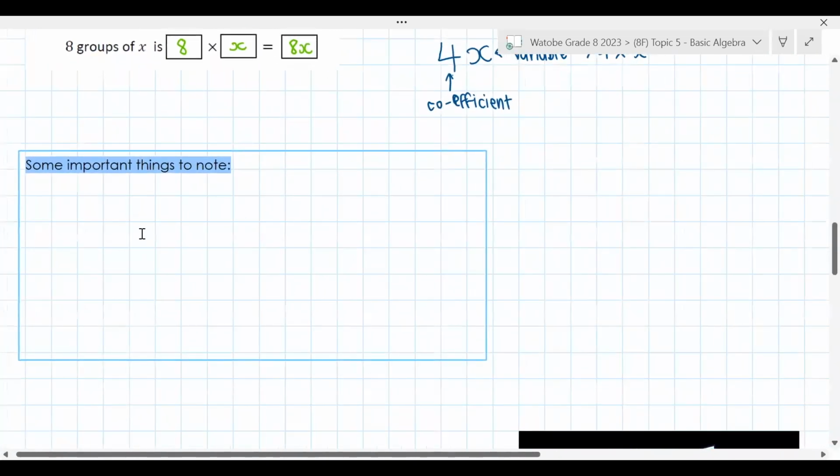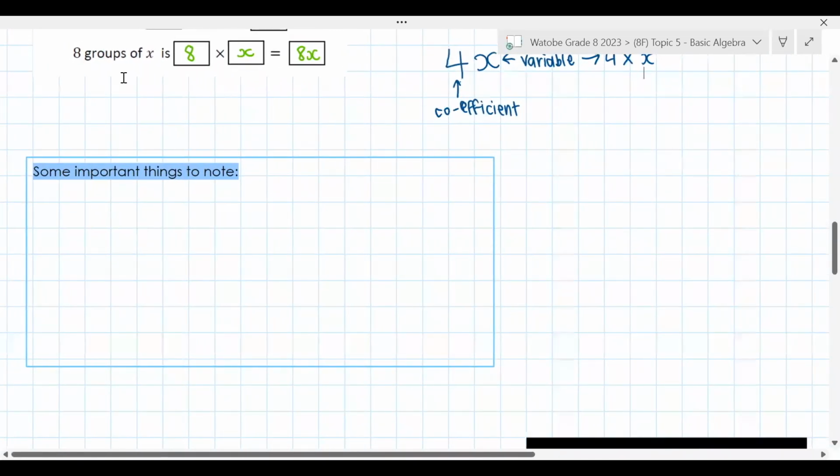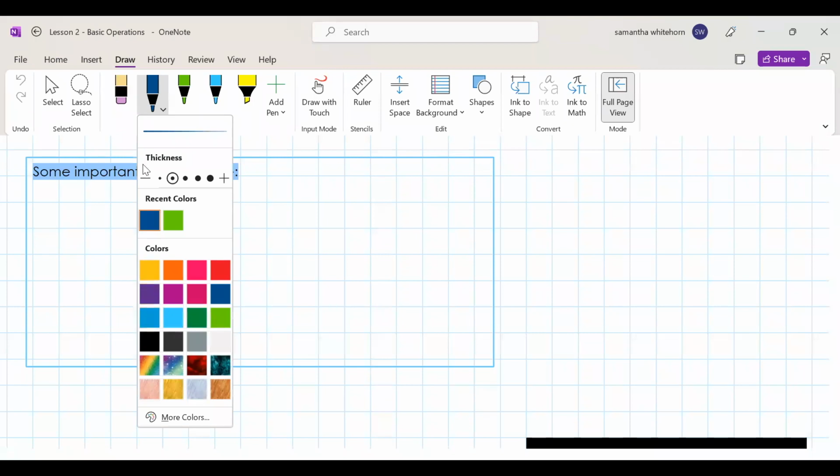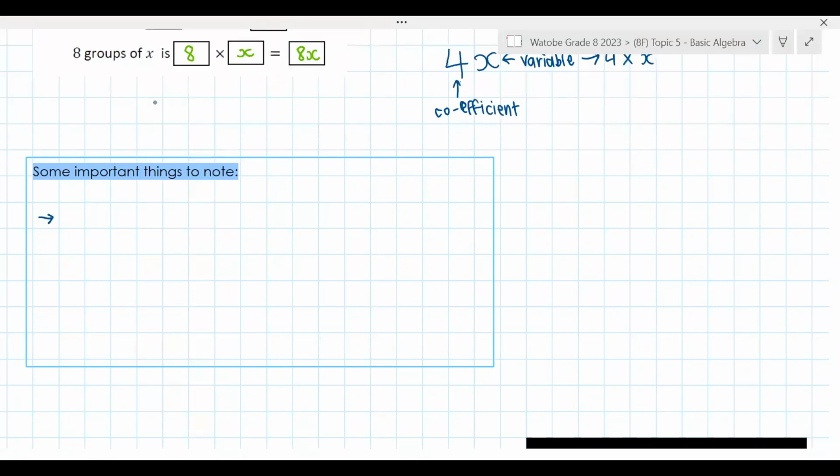Okay, so there's just some important things that we need to note of when we start talking about algebra. So I've made a little block here for us to fill this in. You do it however you want to do it. It's really up to you. But there are some important things to take note of.